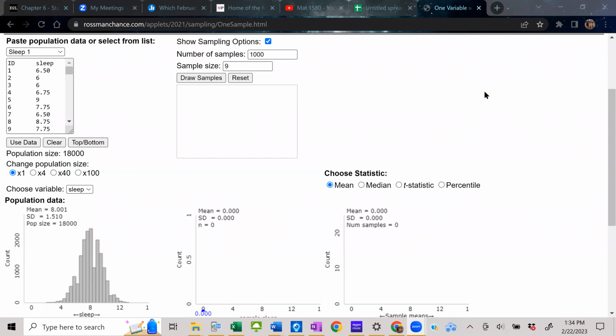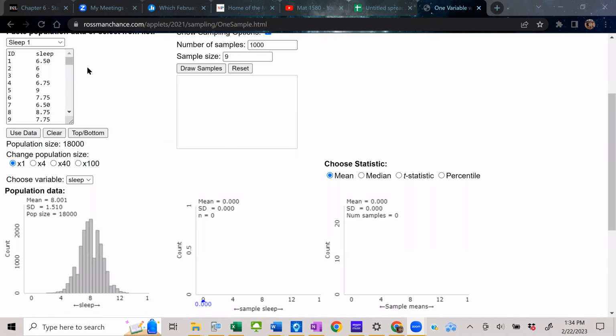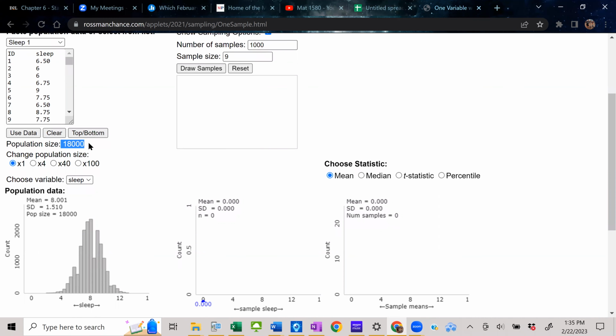So we're going to look at a distribution of sleep data. This is how long people sleep. And if you take a look here, our population size is 18,000. So a pretty substantial group of people, pretty big sample population or sample of people, however you want to regard it. But what we want to do is play around with this a little bit.